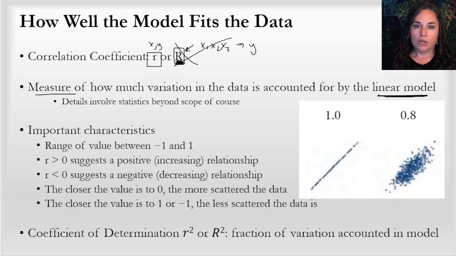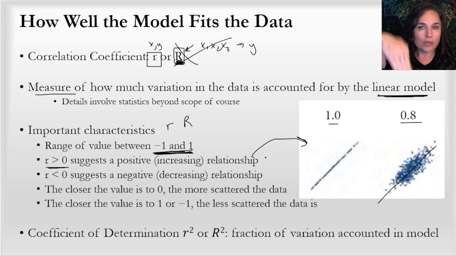So important characteristics of R or big R, all right? It has a range between -1 and 1, okay? If it is positive, so if R is greater than 0, if it's 0 to 1, that suggests a positive or increasing relationship, which is what you see over here. We have a 1, we have a 0.8. Overall, we see the slope on that line is positive. If there's a negative sign, we know that about negative slope, it goes the other direction.